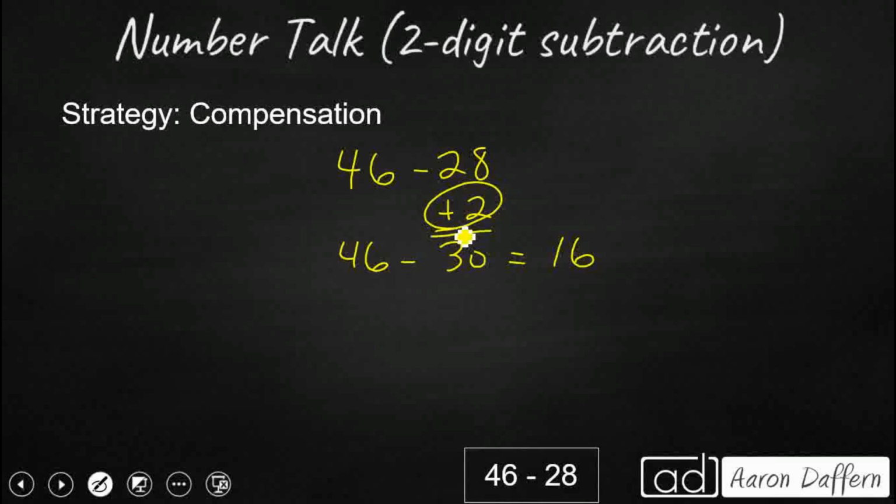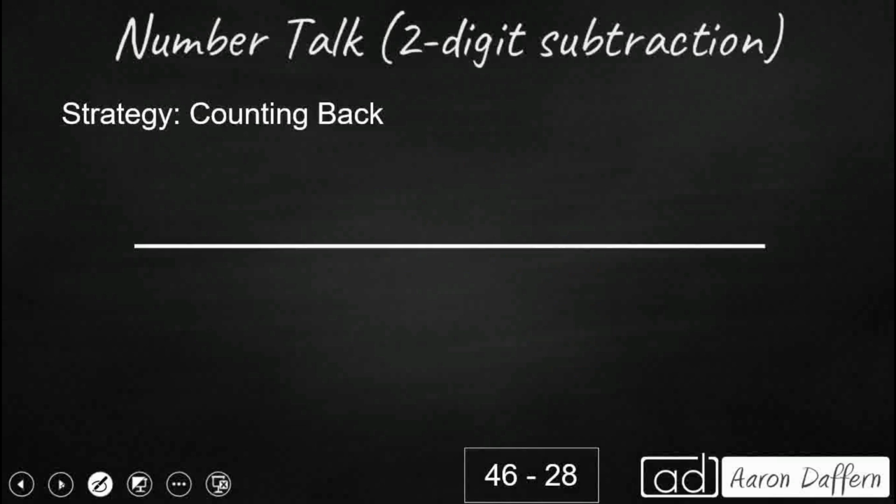But remember, I added my 2, so I actually took away 2 more than I should have. My 28 jumped up to a 30. So I actually have to add those 2 back in. So let me add those 2 back in to balance it out, and that's going to get me back to my difference of 18.